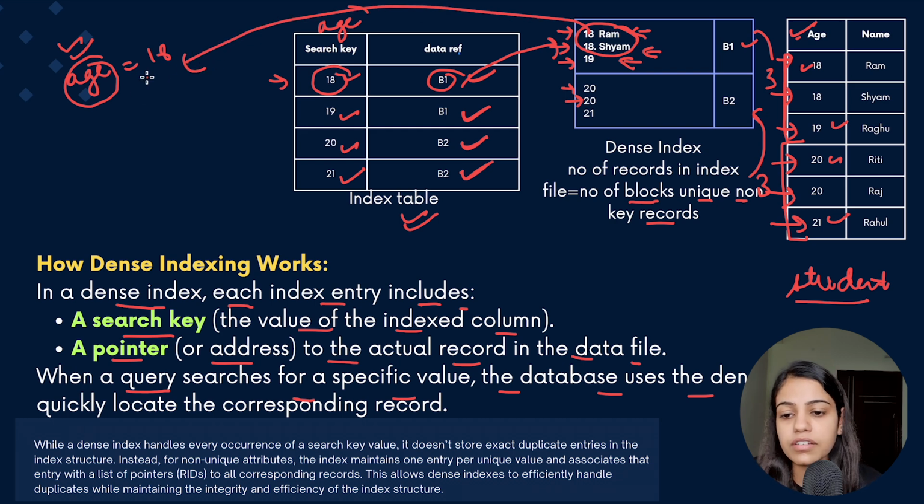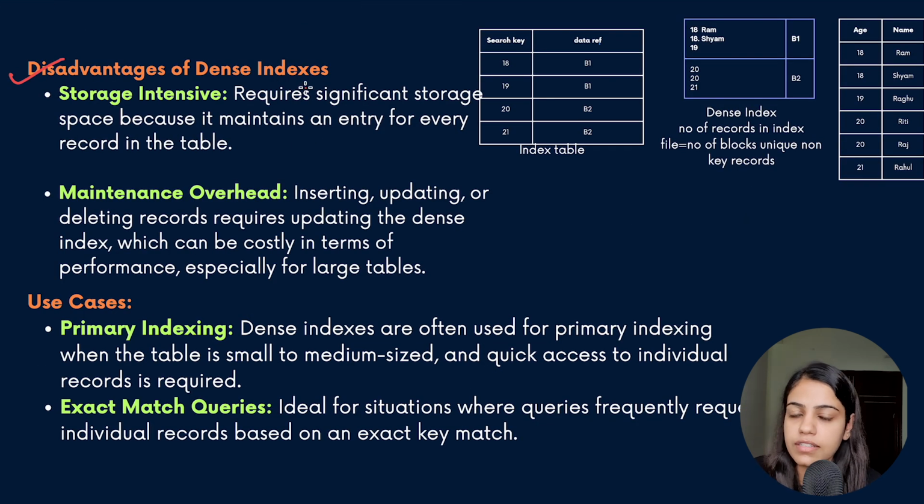So in this way, we can search for any random data present in our table using dense indexing. Now, what are the disadvantages of dense indexing? It requires significant storage space because it maintains an entry for every record in the table. In sparse indexing, we were only storing the entry for the first element in each block, but here we are storing an entry for each record present in our table. Consider that here also we are storing only for non-unique records, but still so many records get stored here, so the storage is very intensive.